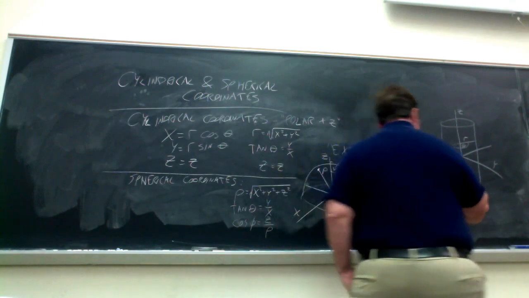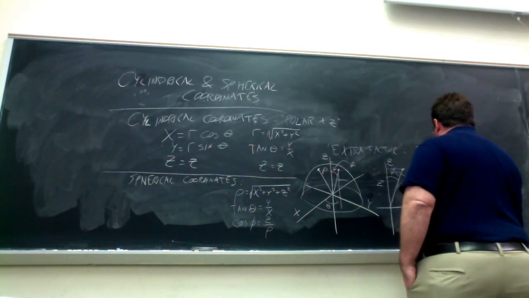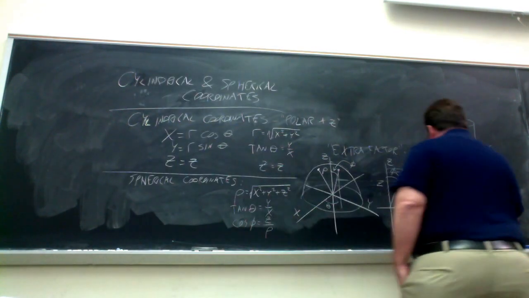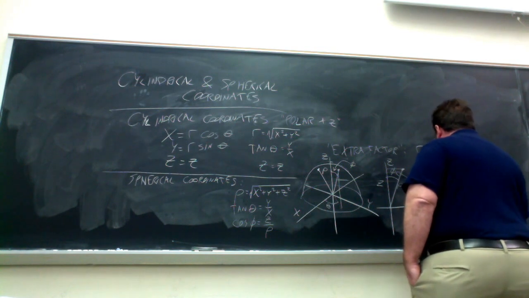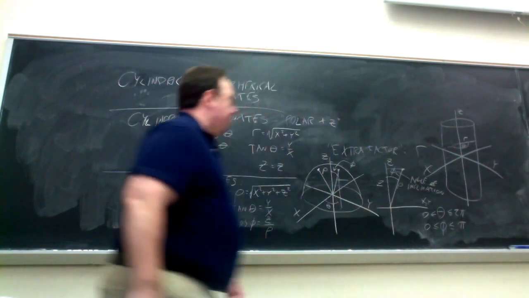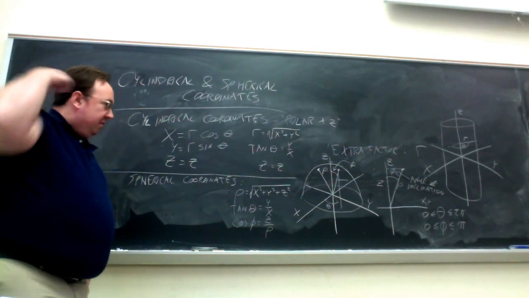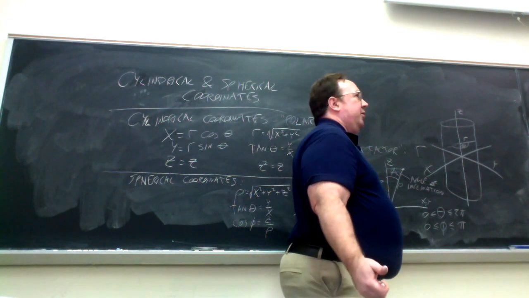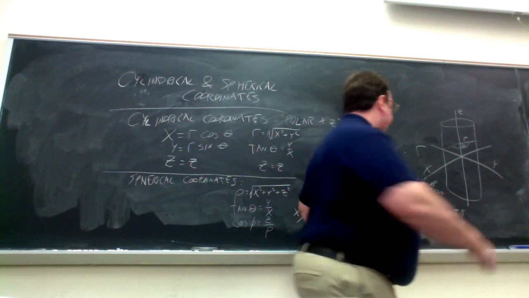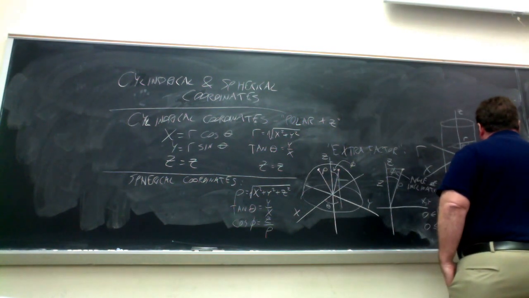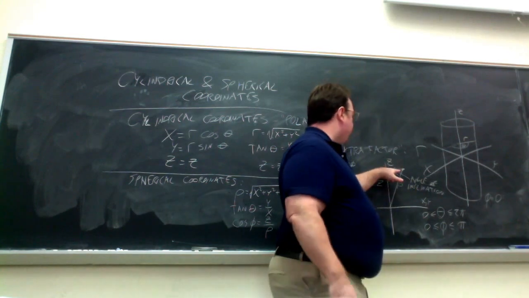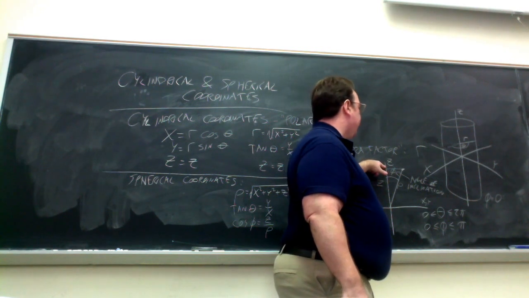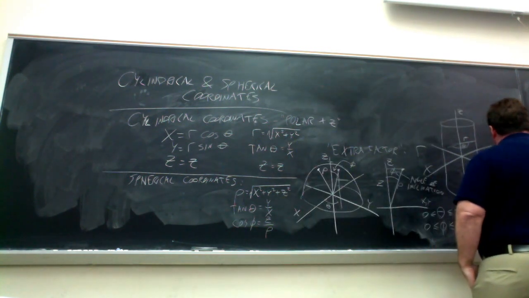Now, theta goes from 0 to 2 pi, just like in polar coordinates. But phi does not. Phi goes just from 0 to pi. As phi varies from 0 to pi, there are really three angles of interest. When phi equals 0, the point is on the positive z-axis. You can think of that as the North Pole.